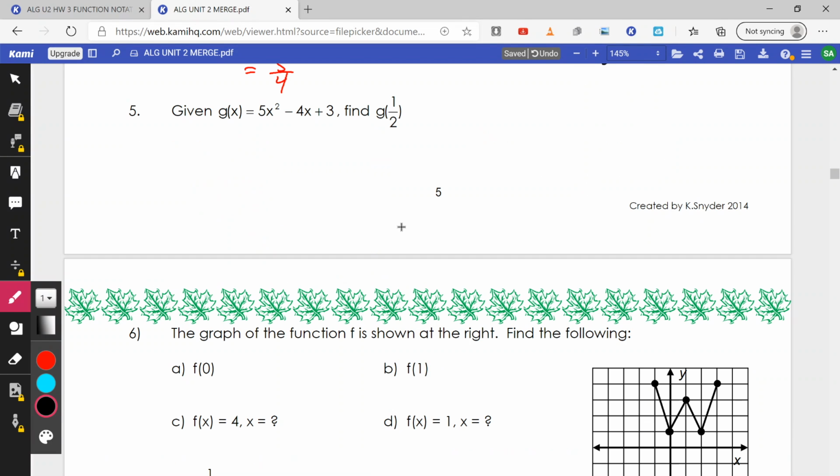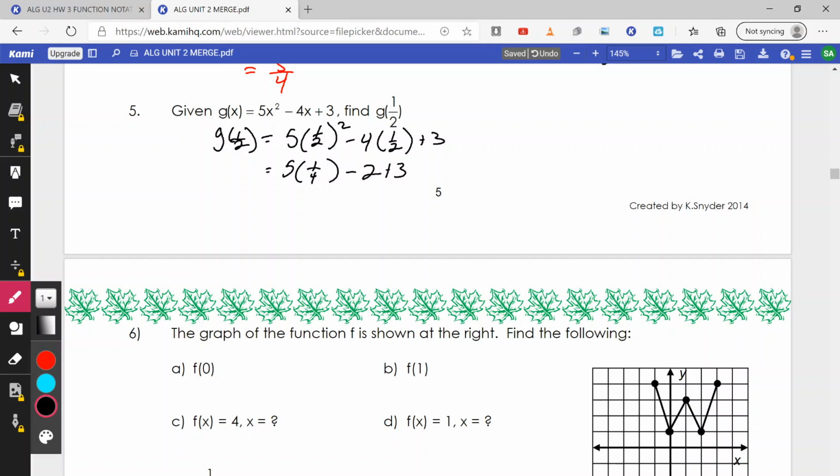Number 5, we have g of x is 5x squared minus 4x plus 3. Find g of 1/2. So g of 1/2 is equal to, again, what got replaced? The x got replaced. So all my x's get replaced with 1/2. And I go through and simplify. So I got 1/2 squared is really 5 times 1 over 4, minus 4 times 1/2. Well, half of 4 is 2, plus 3.